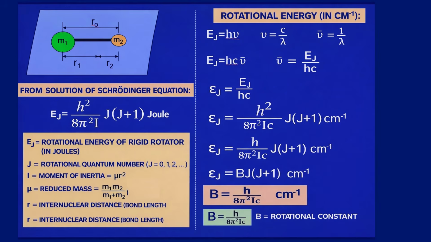Further, to express the rotational energy in wave numbers, we use the relations. As we know that Ej equals h into nu, and nu bar equals 1 by lambda, the wavelength, and putting these values, epsilon J in wave numbers will equal Ej divided by hc, and further solving, finally the energy expression for a rigid rotator diatomic molecule in wave numbers will be epsilon J equals h divided by 8 pi squared Ic into J into J plus 1. Further, it can be written as epsilon equals B J into J plus 1, where B is the rotational constant equal to h divided by 8 pi squared Ic.